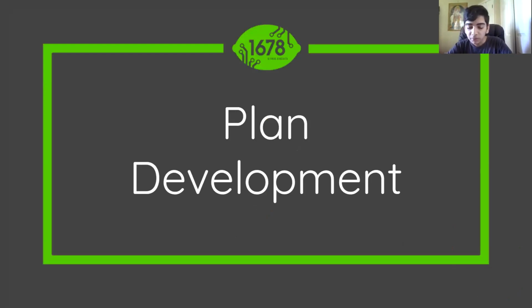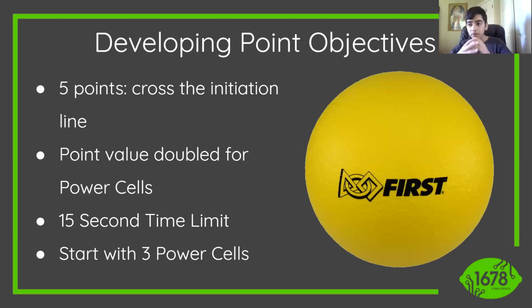So how does plan development work on 1678? The first thing that we do on 1678 is that we develop point objectives, right? One of the most important things in understanding what the best auto to create is just understanding the game itself, right? Understanding the differences between point scoring in auto versus teleop, and the differences between the ranking points that you can gain from things in auto versus teleop, etc.